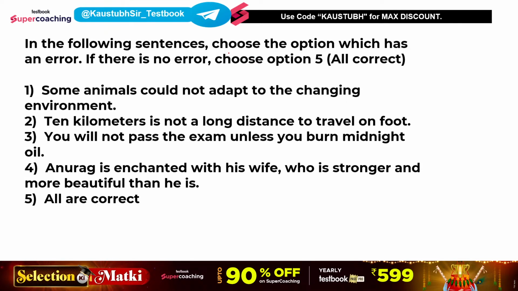नाउ यहां पर आपको उल्टा करना है. यू हैव टू चूज द ऑप्शन विच हैज एन एरर. डायरेक्शंस चेंज करके दिए हैं. पिछले 2 क्वेश्चंस में यू हैड टू चूज द वन विच वाज एरर फ्री. नाउ यू हैव टू चूज द वन विच हैज द एरर.